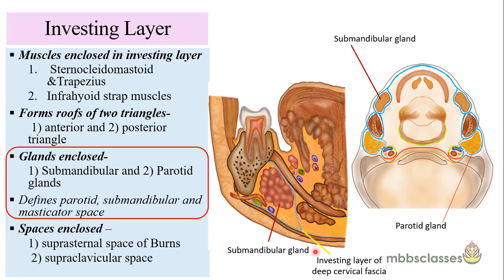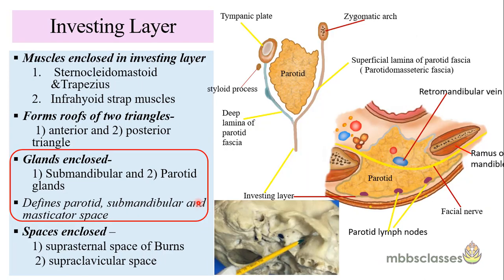The deep layer of the investing layer covers the deep surface of the submandibular gland and it is attached to the mylohyoid line of the mandible, and this is the mylohyoid muscle. So this is how the fascia splits and encloses the submandibular gland. The second gland which is enclosed is the parotid gland. If you see here, this is the parotid gland. These are the two figures where you can see the different views of the parotid gland.